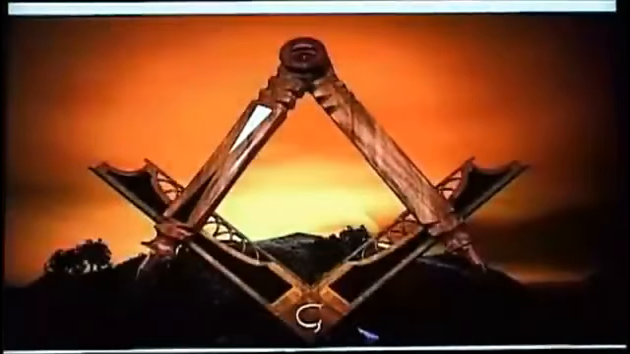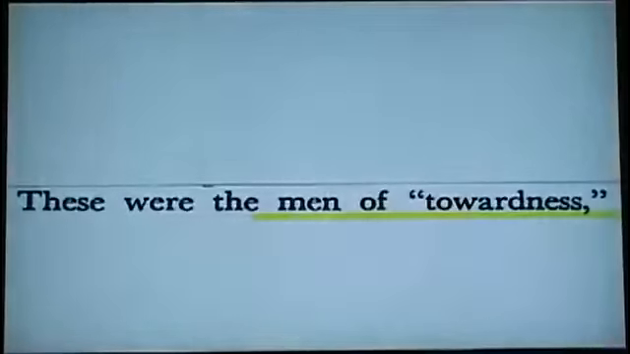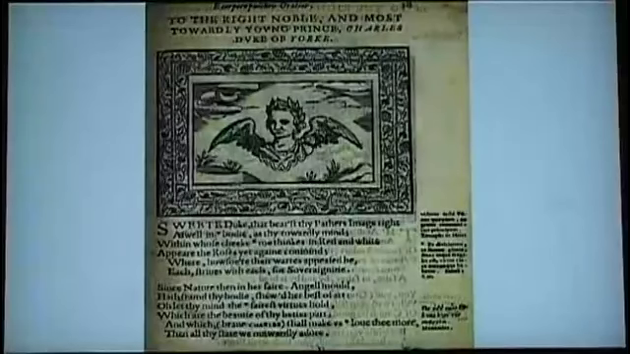You will see the blazing sun rising over the mountains of the east, and these were men of towardness, going back to old ancient England. Here we have the right noble and most towardly young prince, Prince Charles, Duke of York. And when the Duke of York in England, when that whole monstrosity moved into America to bring the secret society of England into America, it came through New York, the Empire State.